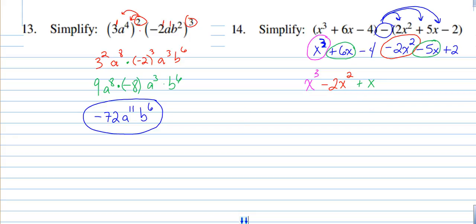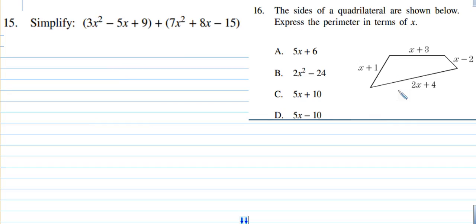And then lastly, we have a negative 4 and a positive 2. We have negative 4 plus 2. They are different signs, so we subtract the numbers. 4 minus 2 is 2, and 4 is the bigger number, and so it's negative. And that becomes our final answer. 3, 2, 1, none. See how it goes in descending order? That's great. That's what we want.